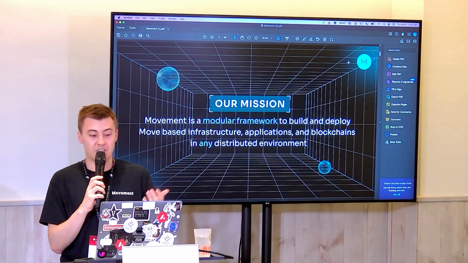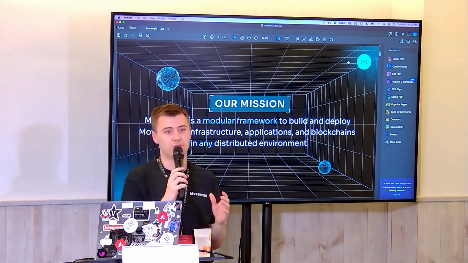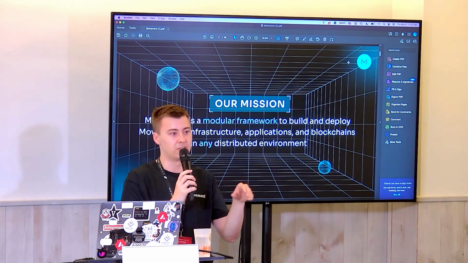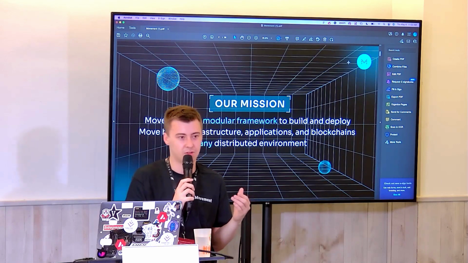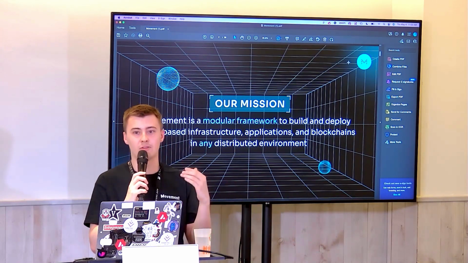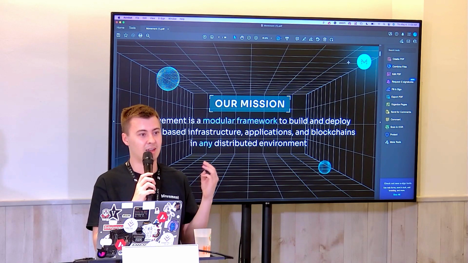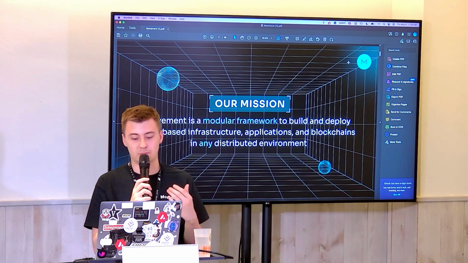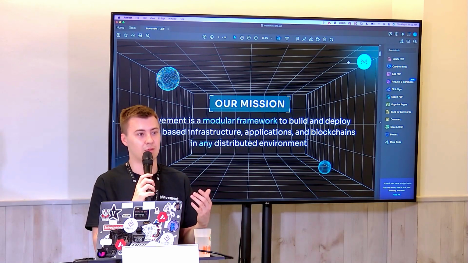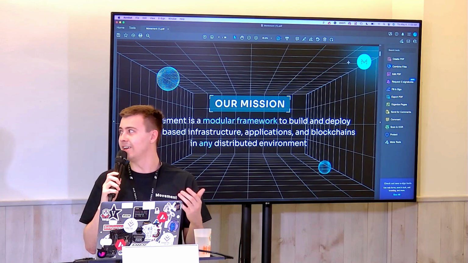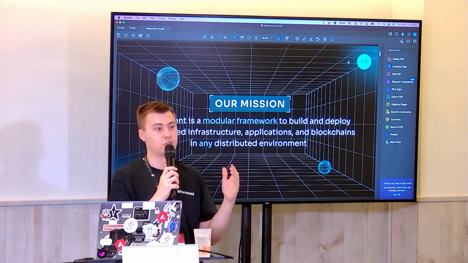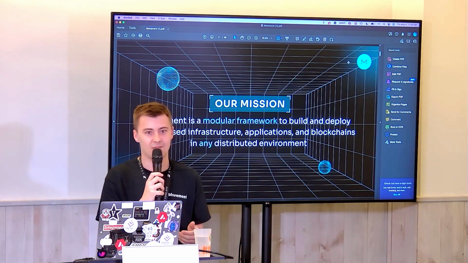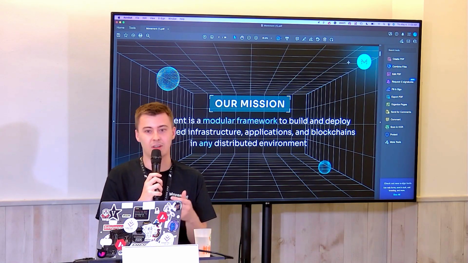So our mission here is to make Move decoupled from any given L1, be able to be plugged into different distributed networks, and make it so that builders are able to build novel applications, infrastructure, and blockchains without necessarily being bound to a single chain. And what's really powerful about the Avalanche network is that its subnets enable us to make Move modular. So what that means is that within different blockchain stacks, we are able to abstract away things like data availability and settlement.